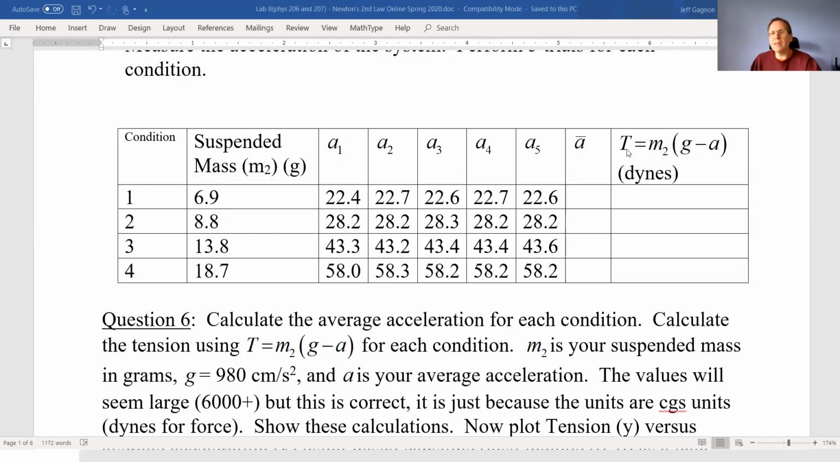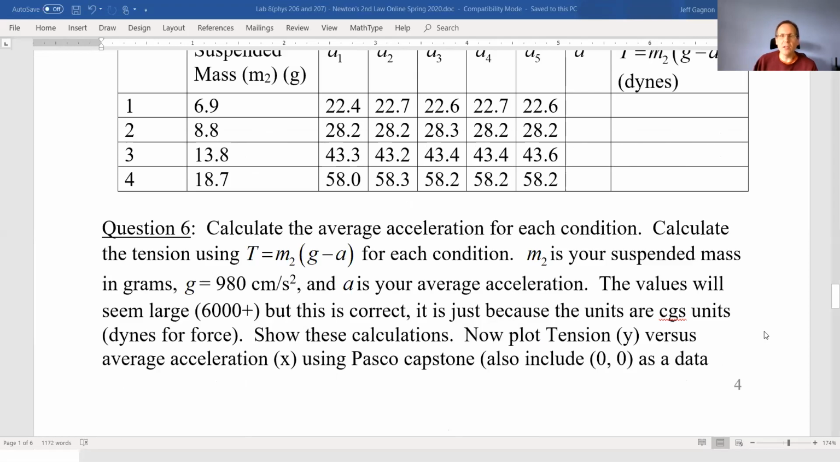Now, be careful. The values you get might seem weird. You're probably going to get values like 6,000 plus, and then it goes up even higher, I think the last one was somewhere around 17,000. That is correct. The values are large only because of the units that we're in. We're not used to using these units. The unit for force in CGS is called the dyne. So if you're getting large values like 6,000, that is correct. You're doing it correctly. All right, so show me those calculations for the tension.